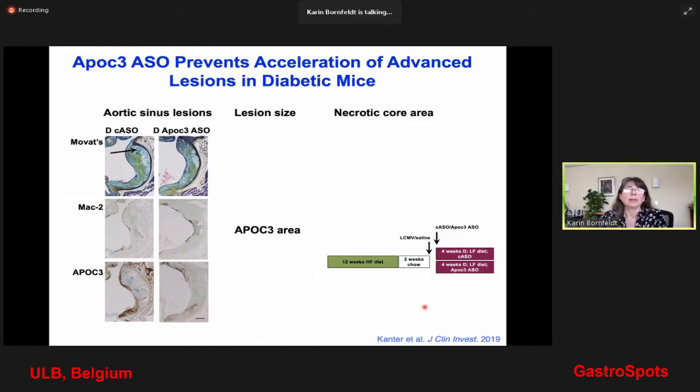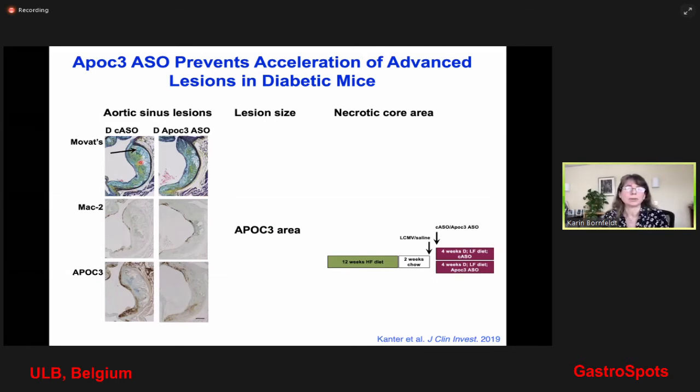Jenny also set up a study to look at more advanced lesions. The way we did that was to first feed animals a high-fat diet for 12 weeks to allow them to develop advanced lesions of atherosclerosis. They were then fed a chow diet to normalize or reset plasma lipids for 2 weeks, and diabetes was induced by LCMV. And then we did a 4-week diabetes study where animals were treated either with a control antisense or the ApoC3 antisense.